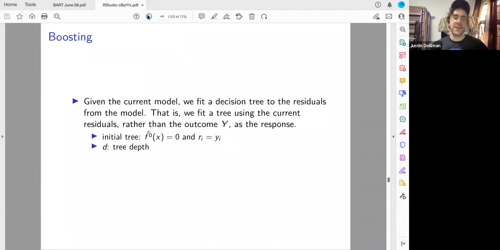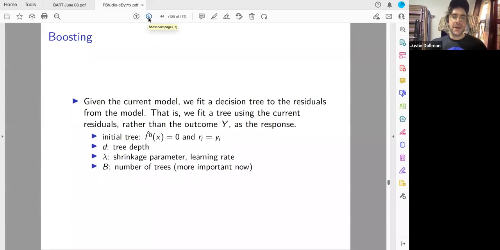Let's see. And then some key things that we're going to see in the algorithm for boosting. D is now going to be tree depth. So I mentioned earlier that this is going to be the introduction of the weak learner. So we'll see, D is going to equal one or two quite often. There's going to be a shrinkage parameter, which is sometimes called the learning rate, I think typically given by lambda. And then B, number of trees, and that's going to be more important now.